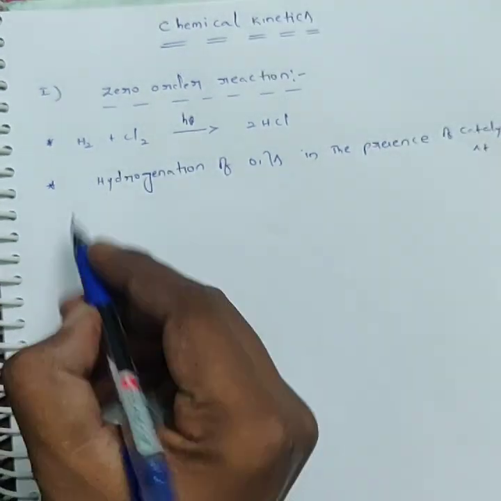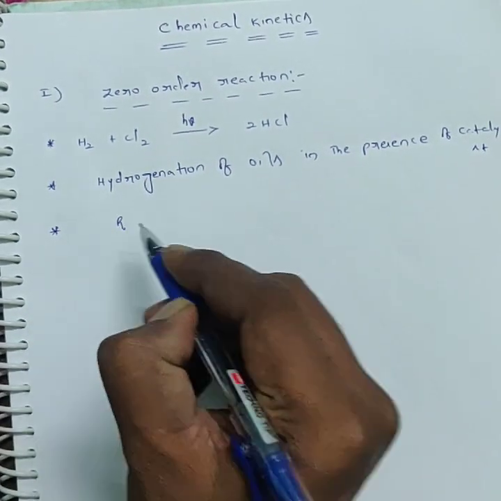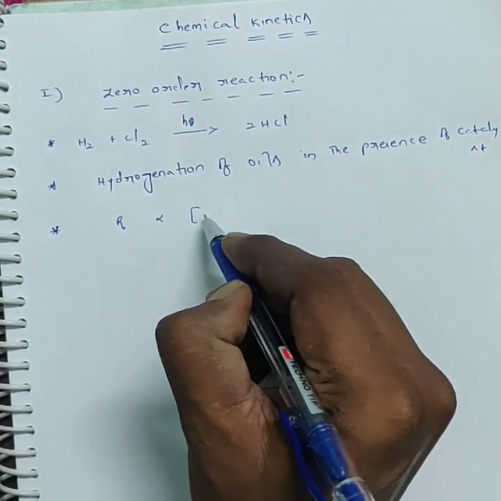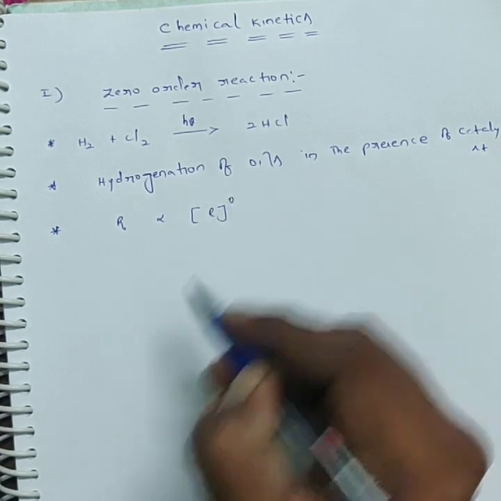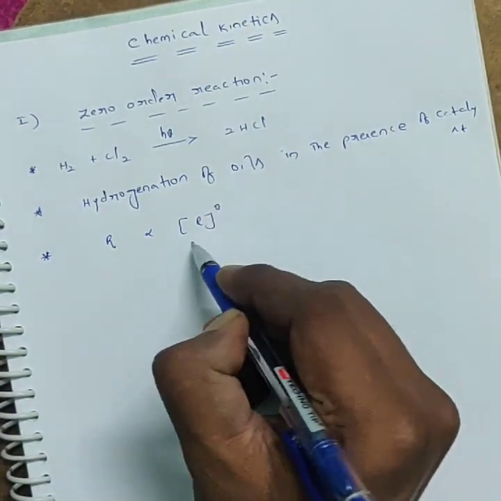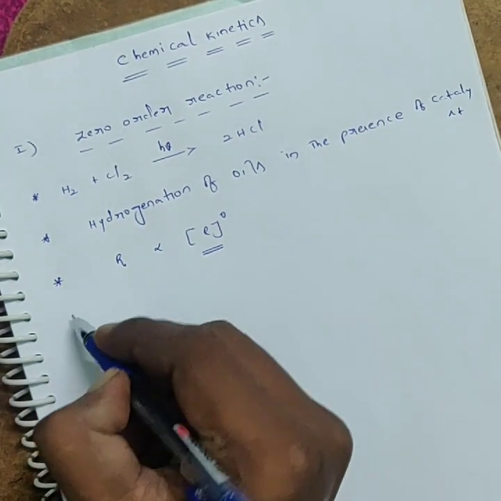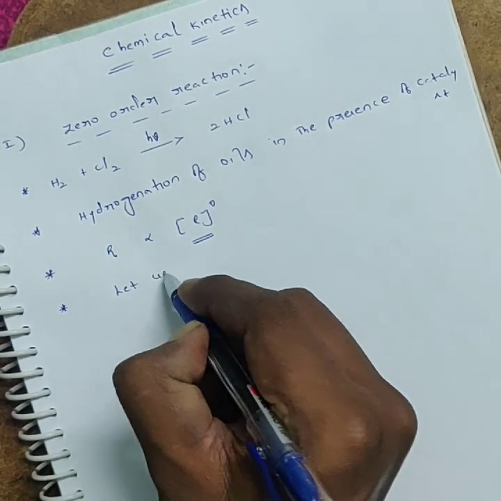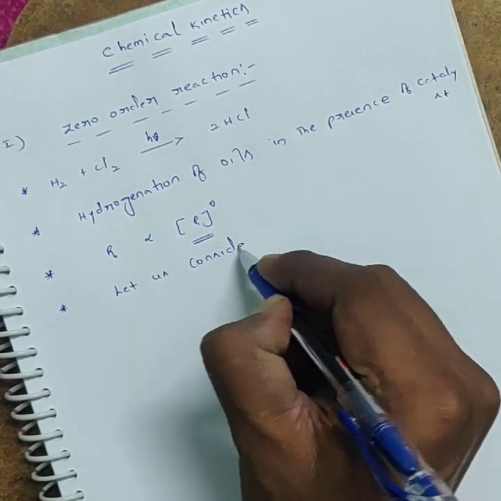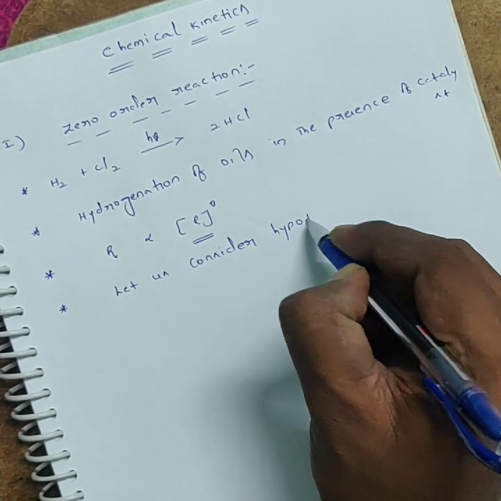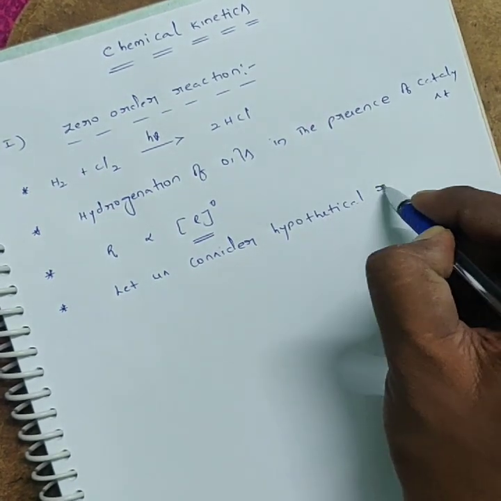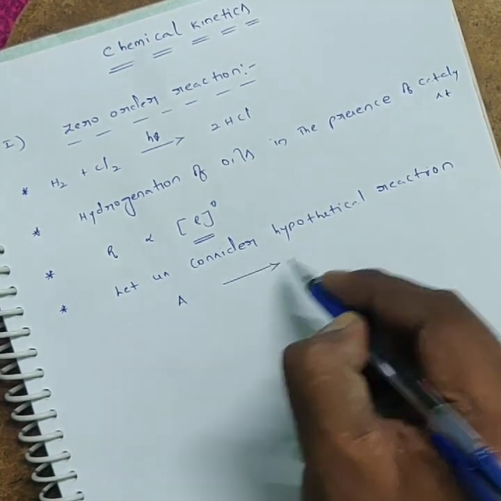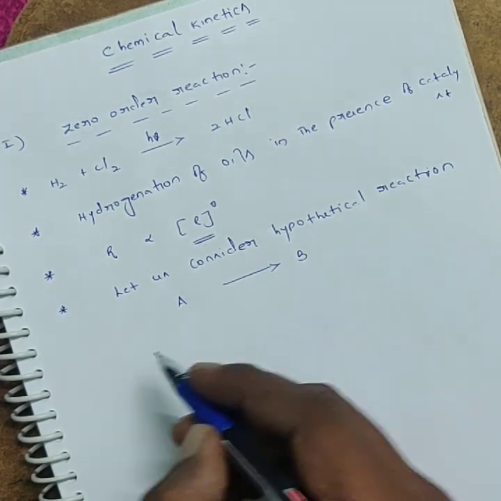Here, how can you represent mathematically? You know that rate is directly proportional to concentration of reactants to the power of 0. Anything power of 0 is nothing but 1. Let us consider a hypothetical reaction, A gives rise to B. Imagine this is a zero order reaction.